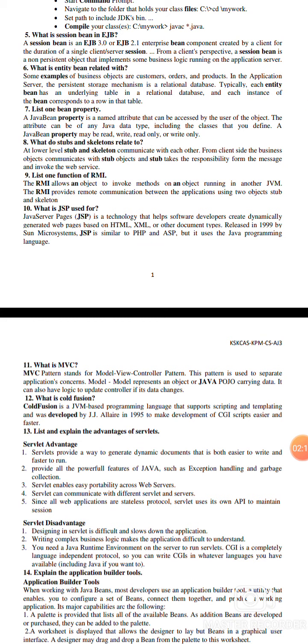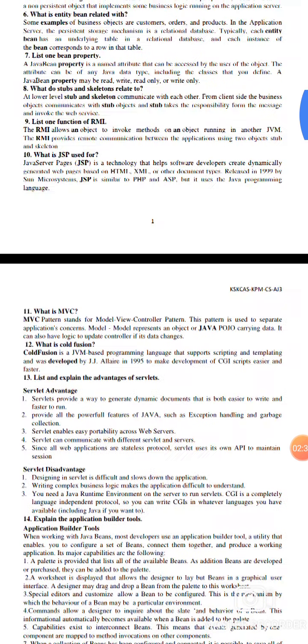7. List one bean property. A Java bean property is a named attribute that can be accessed by the user object. The attributes can be any Java data type, including classes you define. The property can be read and write, read only, or write only.